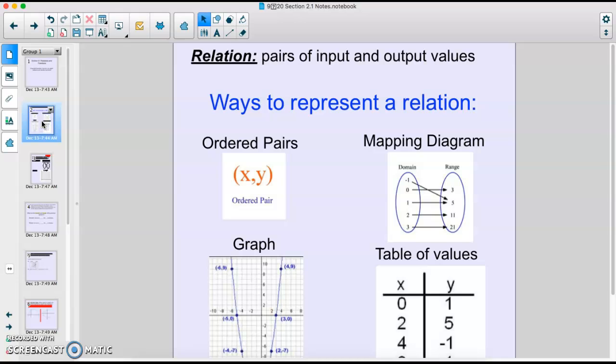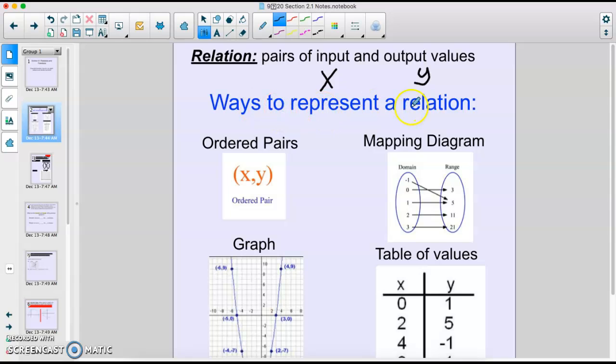So a relation is pairs of input and output values. The number you put in and the number you get out. With how we've been working with equations, your input would be kind of like your x and your output is your y. Especially as we go into the graphing area of this, the input is the x value and the output is the y value on your graph.